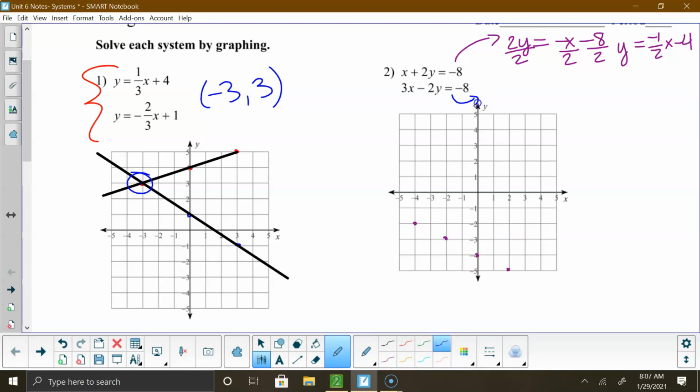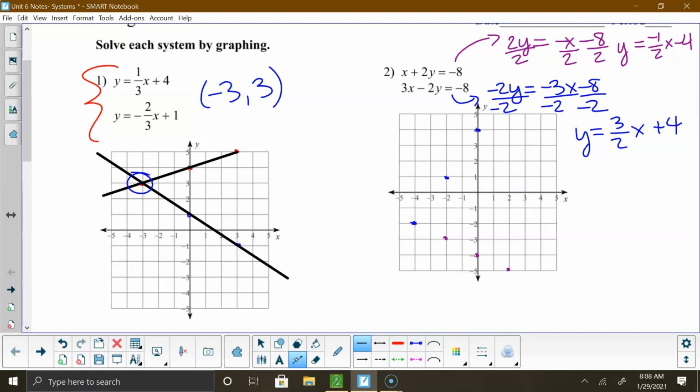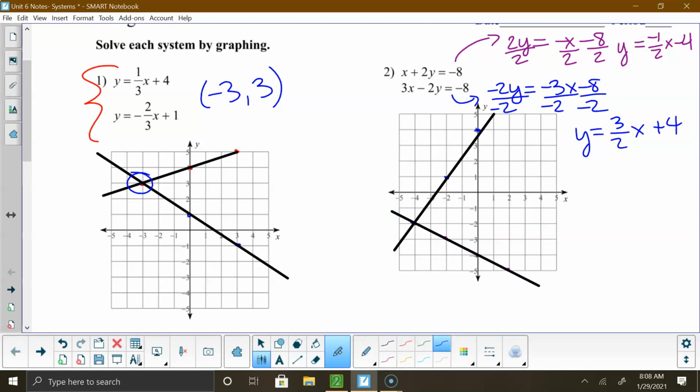And then for this one, I've got -2y equals -3x minus 8. Divide everything by -2, y equals 3 over 2 x plus 4. Intersection at -4, -2.